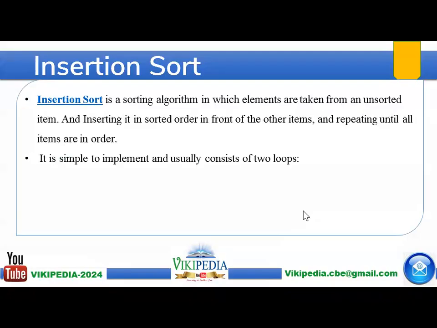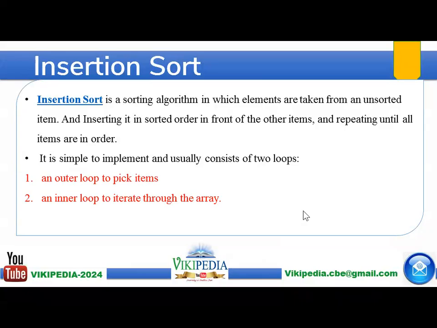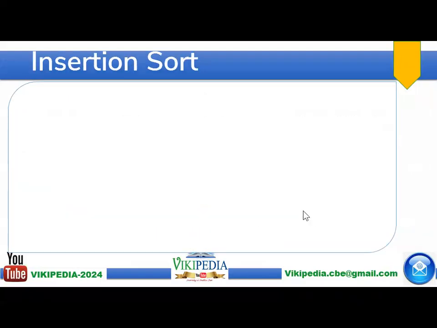It is simple to implement and usually consists of two loops. The runtime of insertion sort is also order of n square. It has two loops, the outer loop and the inner loop. The outer loop picks the item, the random item that you are going to pick up. The inner loop finds the correct position where you want to insert your picked item into that sorted array. It works on the principle of sorting playing cards in our hands.